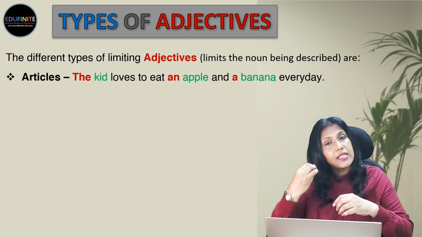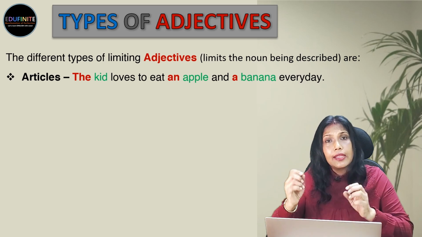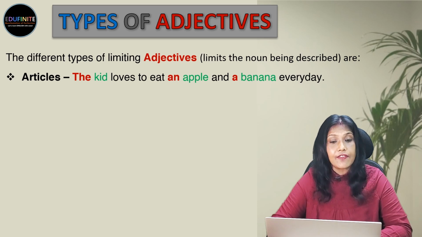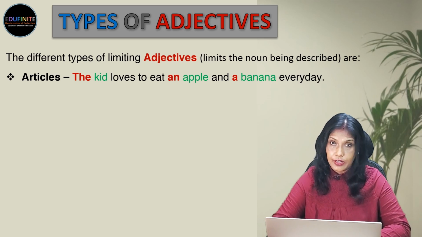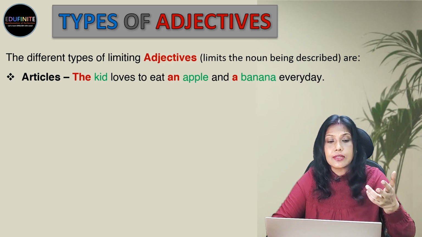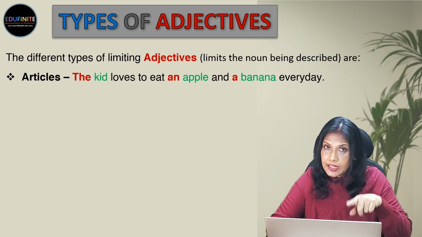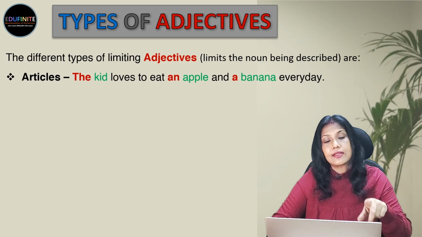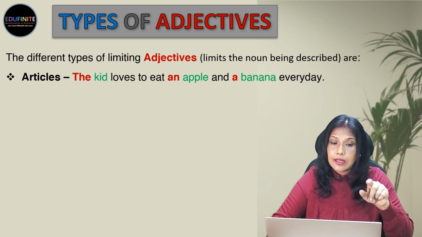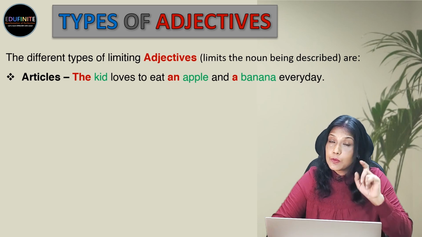But if we use indefinite articles like a and an before a noun, then that is not particularized. For example, in this sentence, the kid loves to eat an apple and a banana every day. So the kid, the is the adjective because this is a definite article and it's placed before the kid and it's telling us, pointing us to a particular kid. So that's the adjective. And this is the definite article, and hence the kid is being particularized.